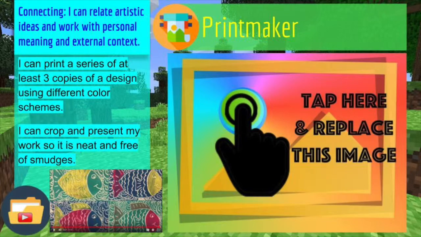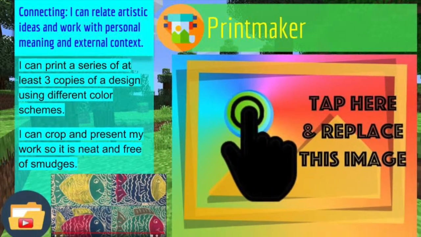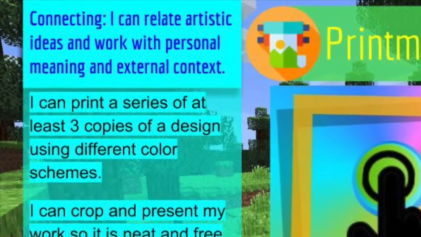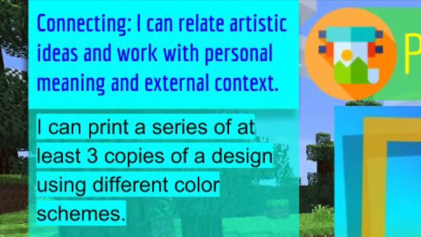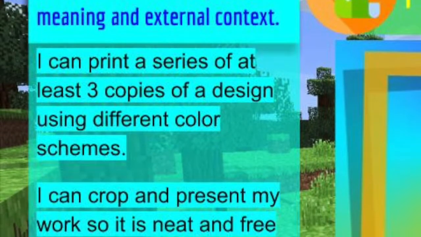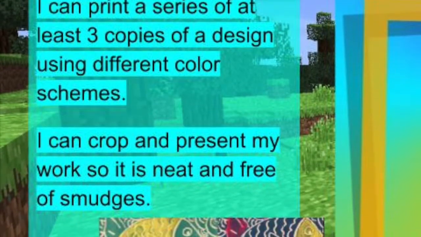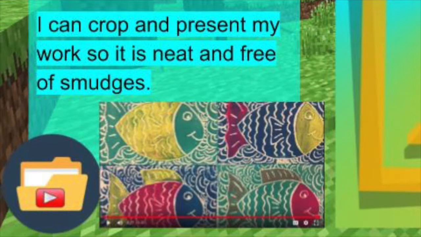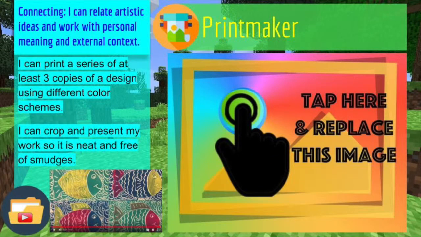Now, as you look at this slide, up in the top left corner where it says connecting, I put in the National Core Arts Standard, which is sort of the overarching principle of this level of my art game. Then right under that, I have the specific learning targets. The folder icon in the bottom left corner links to my folder with all my video demonstrations. The collection of fish there is a sample project, and that leads directly to a link showing how that specific project is done. I put in a placeholder image on the right hand side.